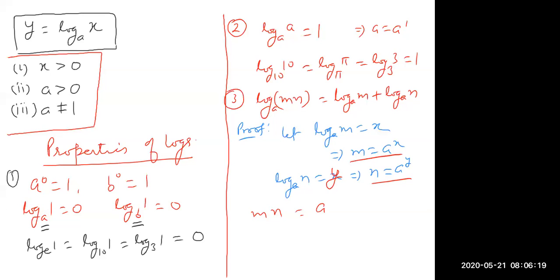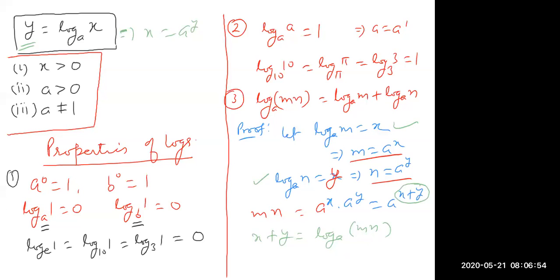So a raised to power x into a raised to power y is equal to a raised to power x plus y. So mn is equal to a raised to power x plus y. Convert this in log form. So this index will become base. See that property: a raised to power x is equal to y. So the index comes in the front. So x plus y is equal to, base will remain base, log a mn, and put the values of x and y. What is x is this, y is this.